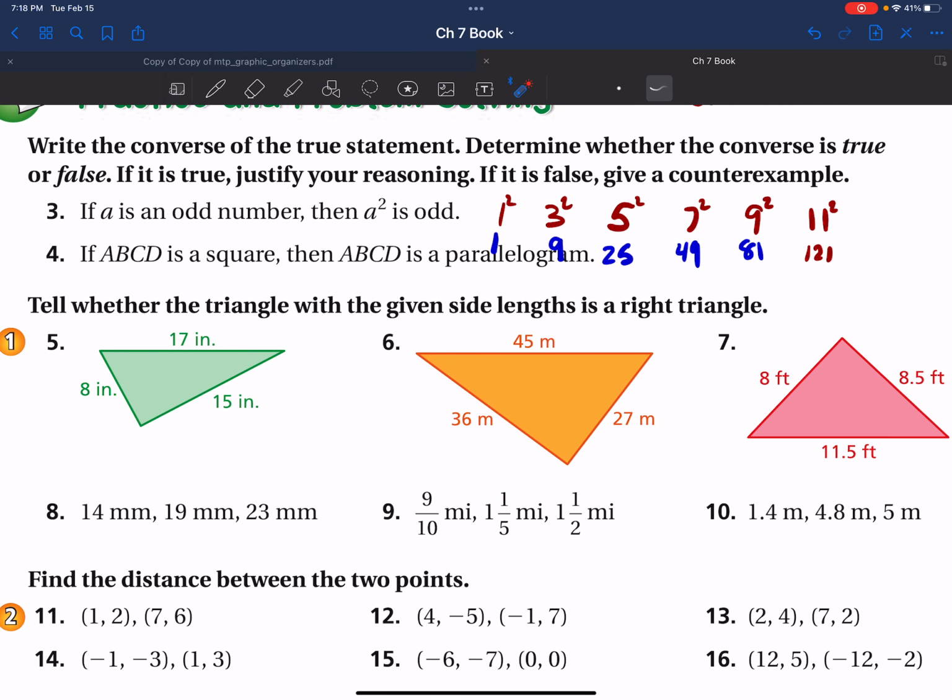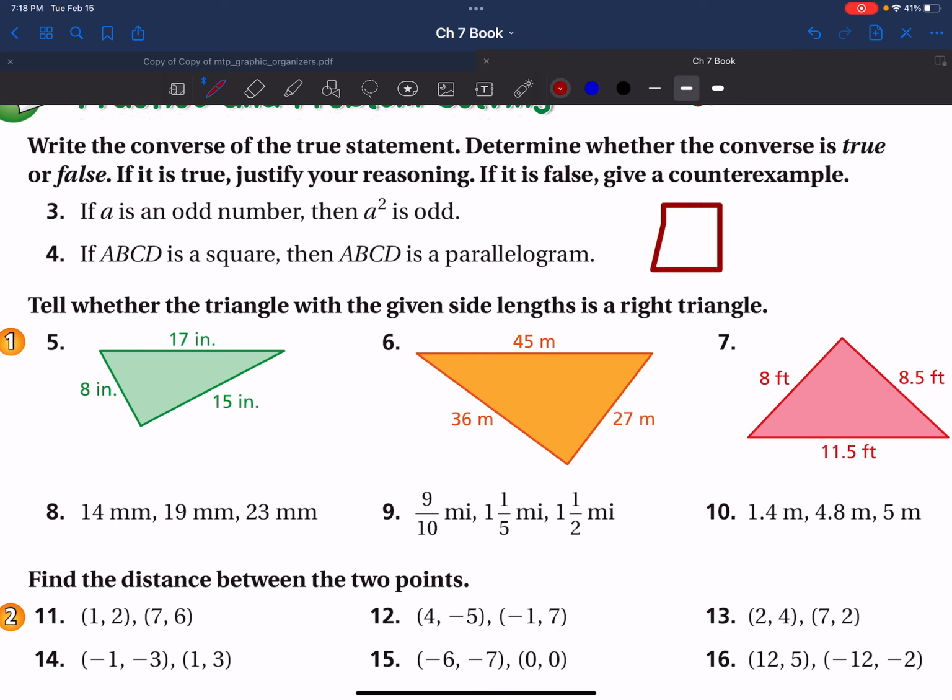All right, number 4. If ABCD is a square. Okay, so let me draw a square. Oh, jeez. Goodness gracious. ABCD is a square. Then ABCD is also a parallelogram. Well, yeah, guys, if you can remember this, I'm trying to figure out why this has anything to do with the lesson we're doing right now, which is kind of silly. If ABCD is a square, then it's also a parallelogram.